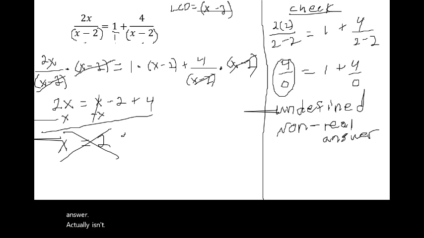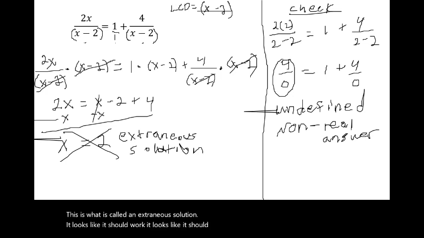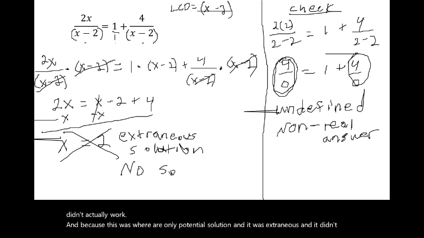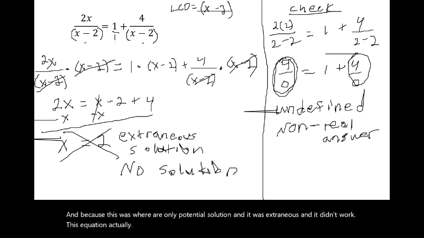This is what is called an extraneous solution. It looks like it should work. It looks like it should be our answer, but when we plugged it in, it didn't actually work. And because this was our only potential solution, and it was extraneous and it didn't work, this equation actually has no solution.